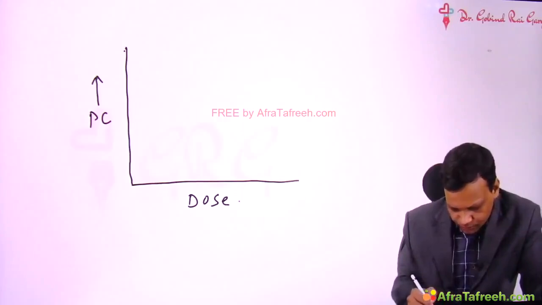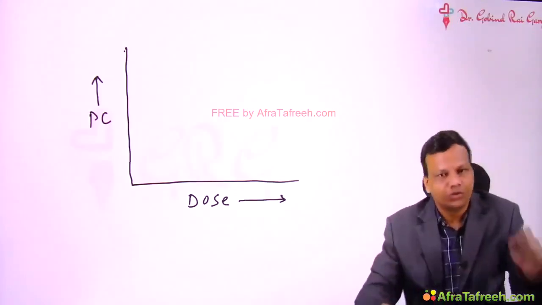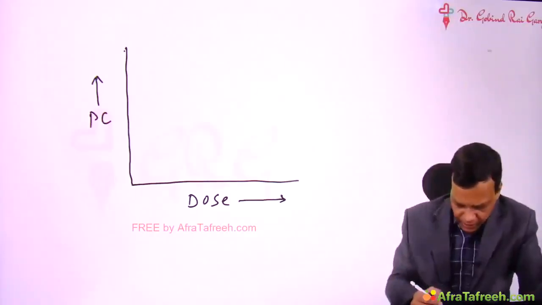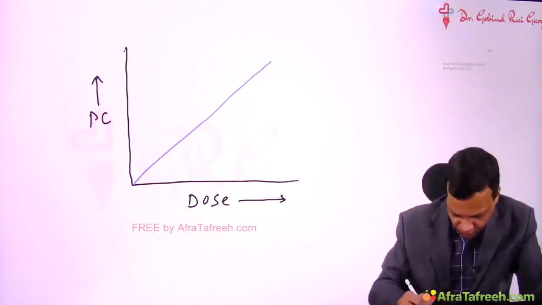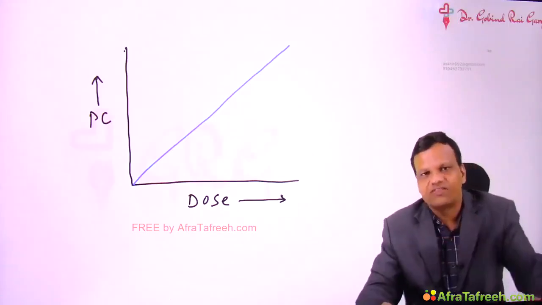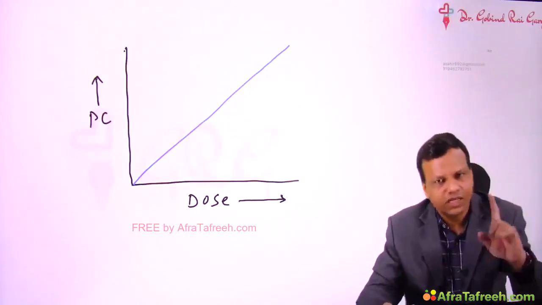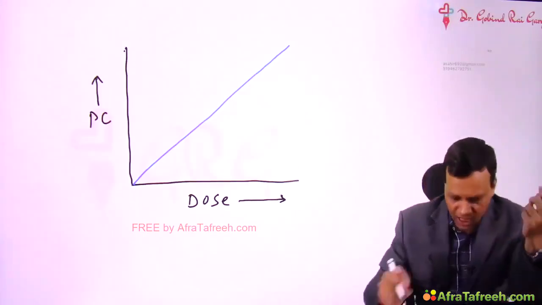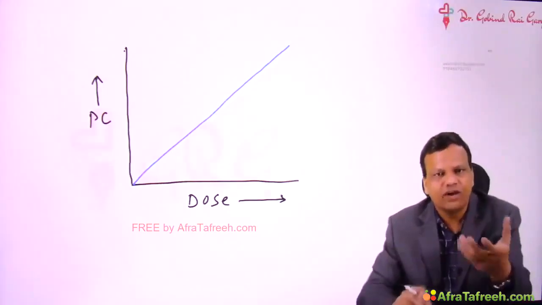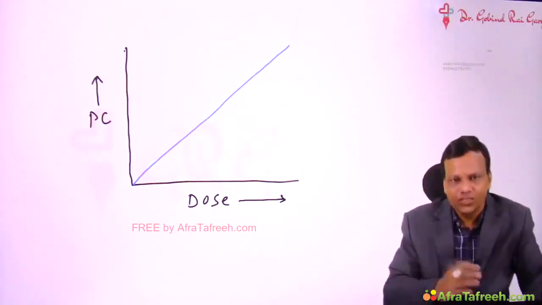Another important concept to understand here is the graph between plasma concentration and dose. Should it be linear for doing TDM, or should it not be linear? If the graph is like this, do we want the graph to be like this for a drug to be a candidate for therapeutic drug monitoring? The answer is no. Because if the plasma concentration is increasing linearly with the dose, then why measure? We can simply increase or decrease the dose.